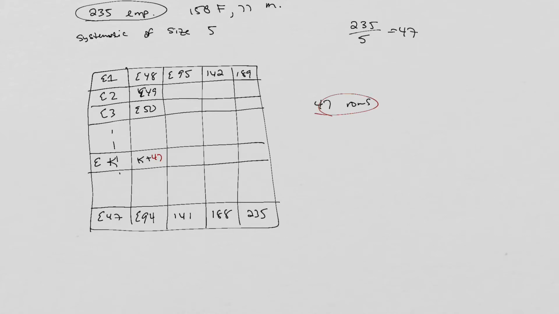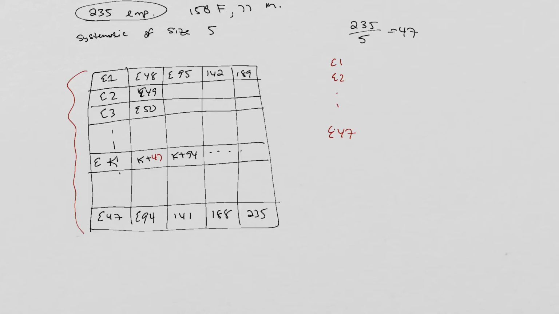And then this would be that number plus another 47, so it'd be K plus 94, and then add another 47 and so on. Okay. All right, so for the systematic sample, what I'm going to do is pick one of these rows at random. So let's take employee 1, employee 2 down to employee 47. Let's make a simple random sample here and see which row to use.